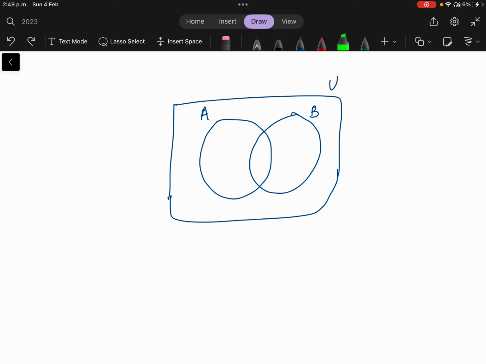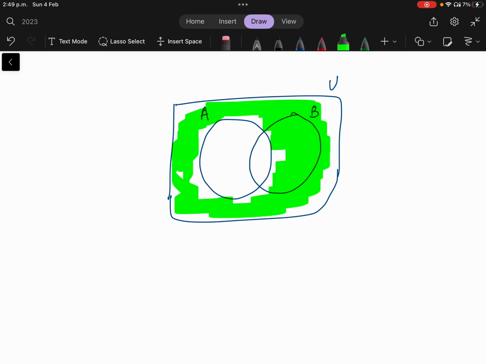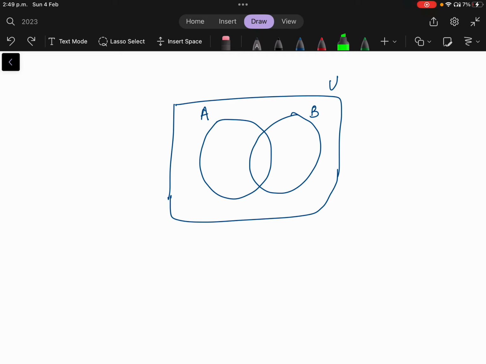Okay, and if you need to shade A complement, it means anything outside of A, so which will be all this portion. So remember that it will include B also. Okay, so A complement will include the part of B which is outside of A, and B complement will include parts of A also.